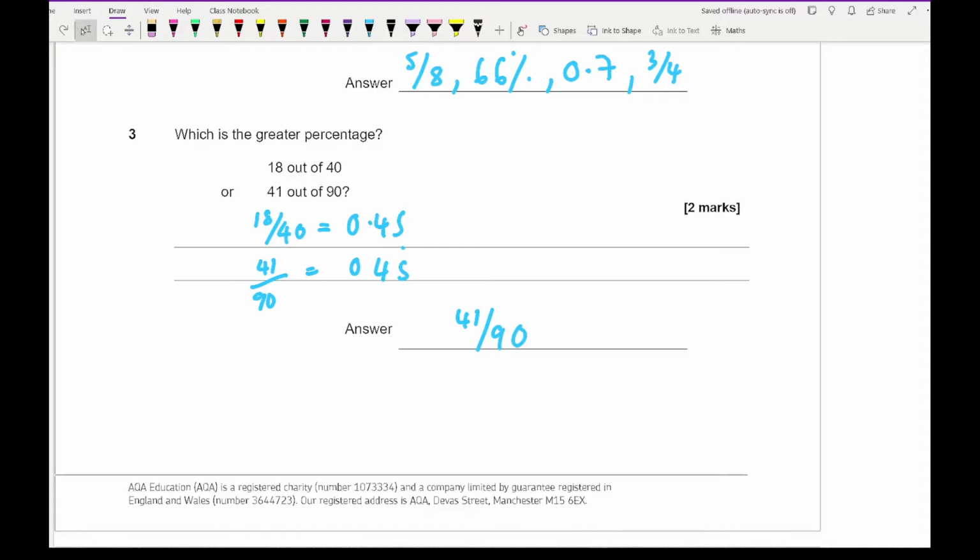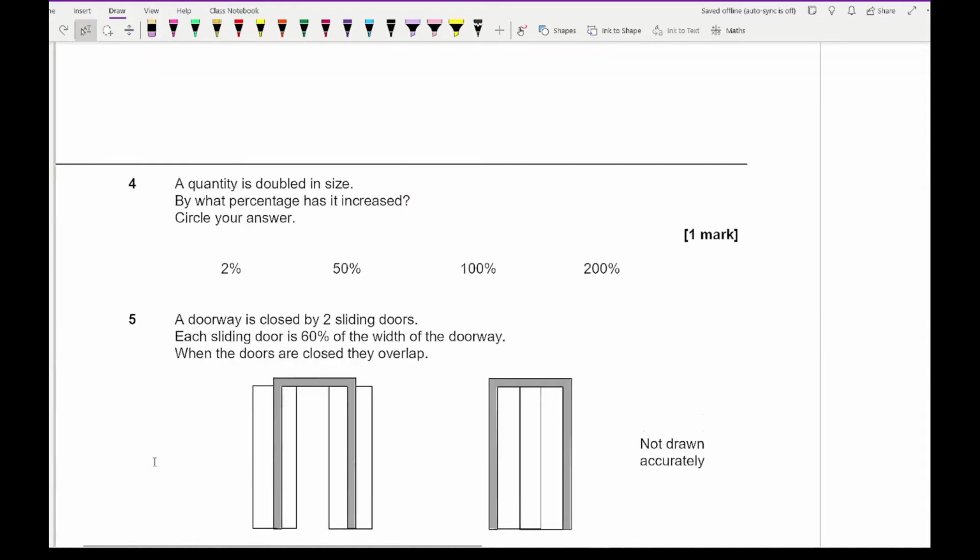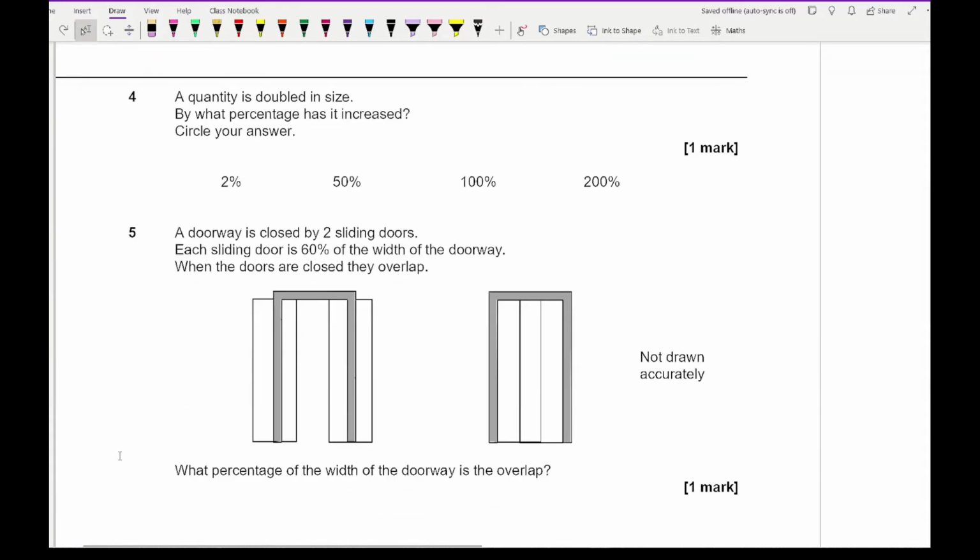So then looking at the next questions, question 4, it says a quantity is doubled in size. By what percentage has it increased by? Well, if it's doubled, we're getting 100% more.